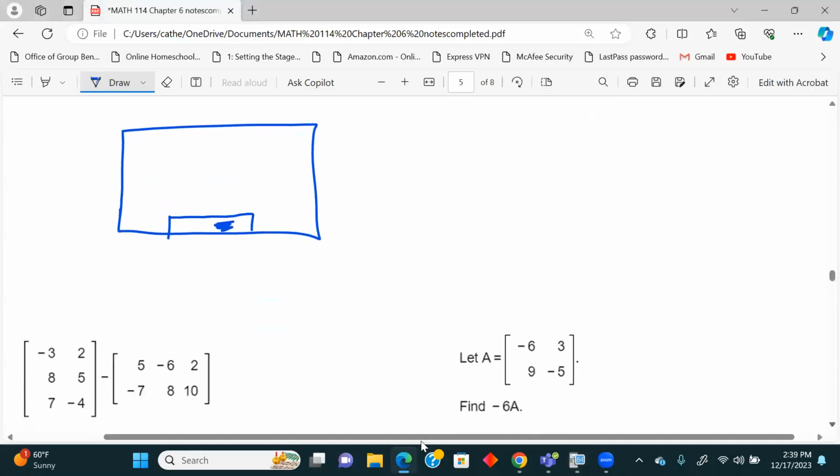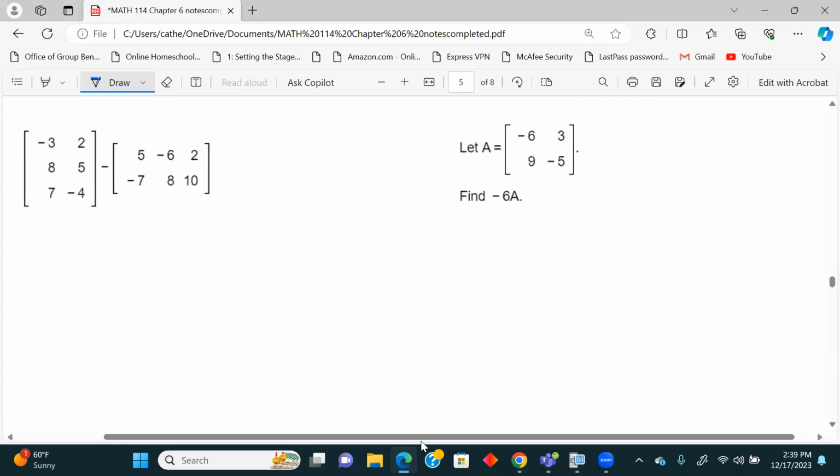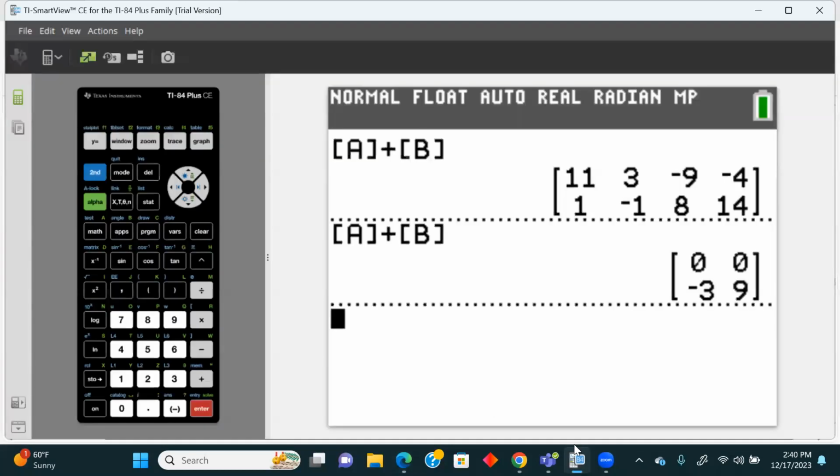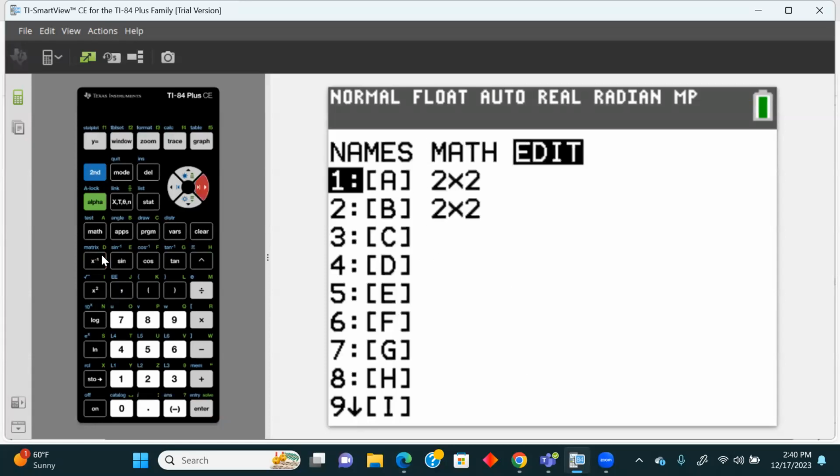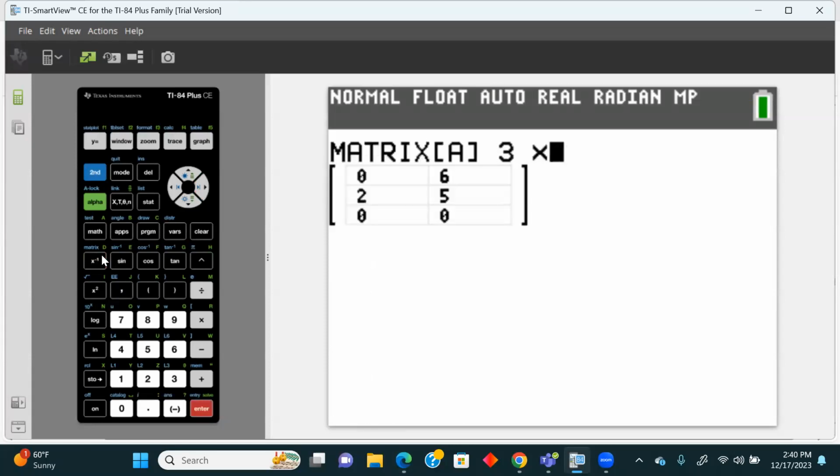All right, so let's look at this third one. Can we subtract that? Well, let's see. Let's put it in and try. Some of the rules that apply to addition and multiplication don't necessarily apply to matrices. They have their own special set of rules. But the calculator will let you know if you're not able to do something. This is, I think, a 3 by 2. Yeah.